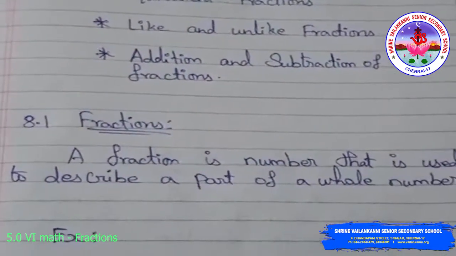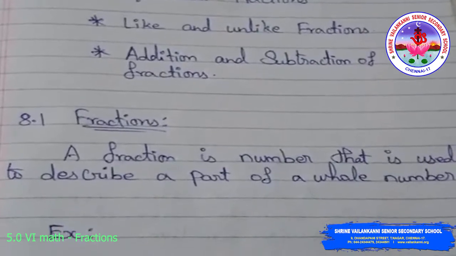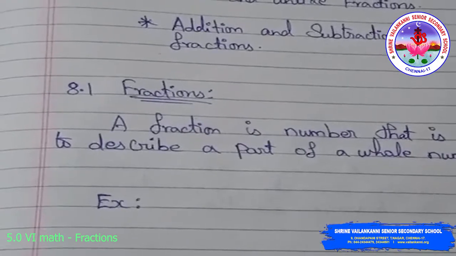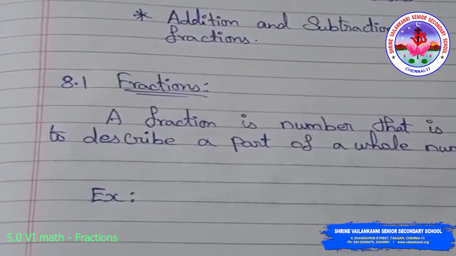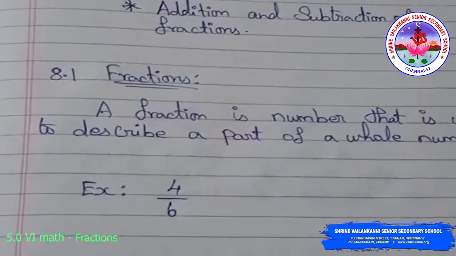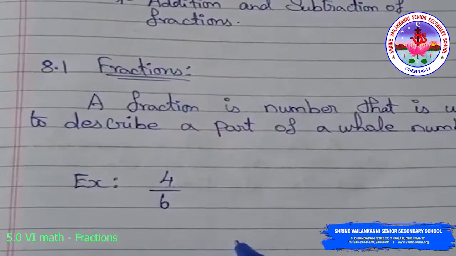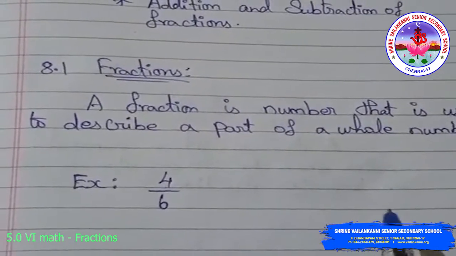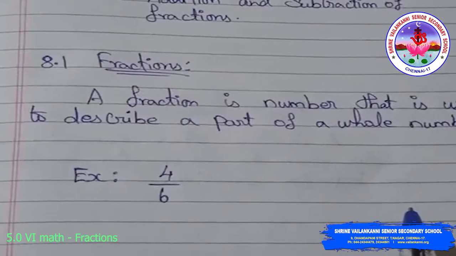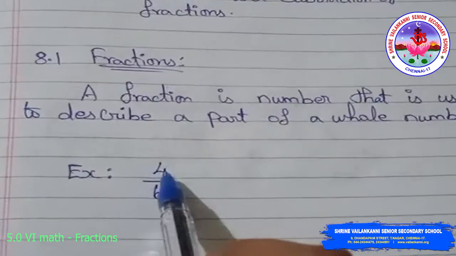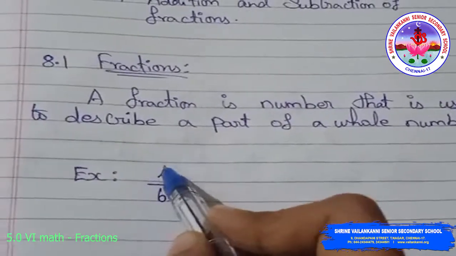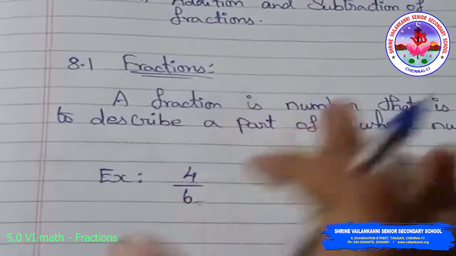A fraction is a number that is used to describe a part of a whole number. A fraction consists of a numerator and a denominator. For example, 4 by 6. Here 6 is called the denominator. It tells us how many equal parts the whole has been divided into. The number 4 is the numerator.